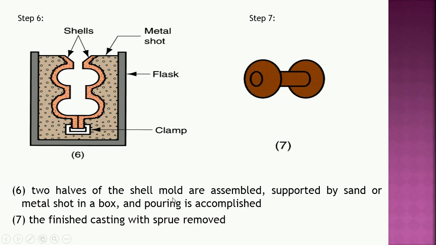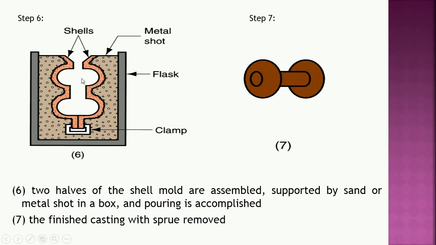The two halves of the shells, or two half mold cavities in the form of shell, are assembled and supported by sand or metal shots in a box, and pouring is completed. Here you can use metal shots or granite chips, any kind of scrap present in the foundry industry, or you can also use silica sand for supporting the shell.